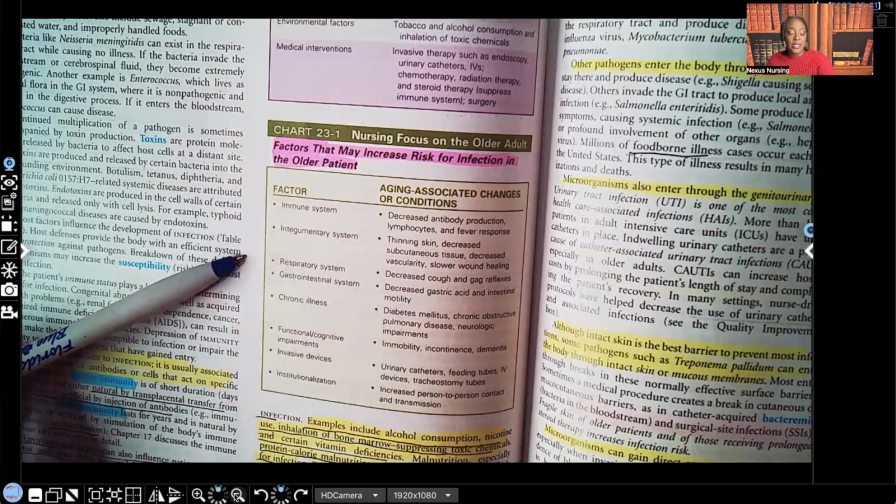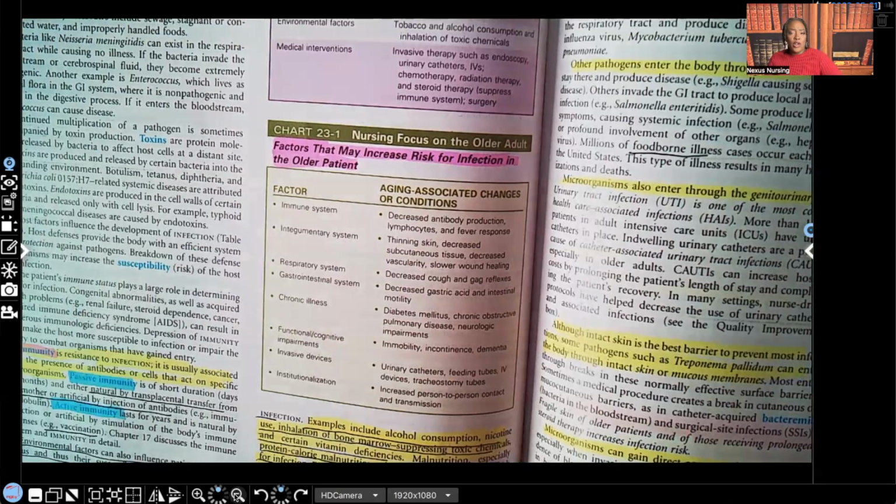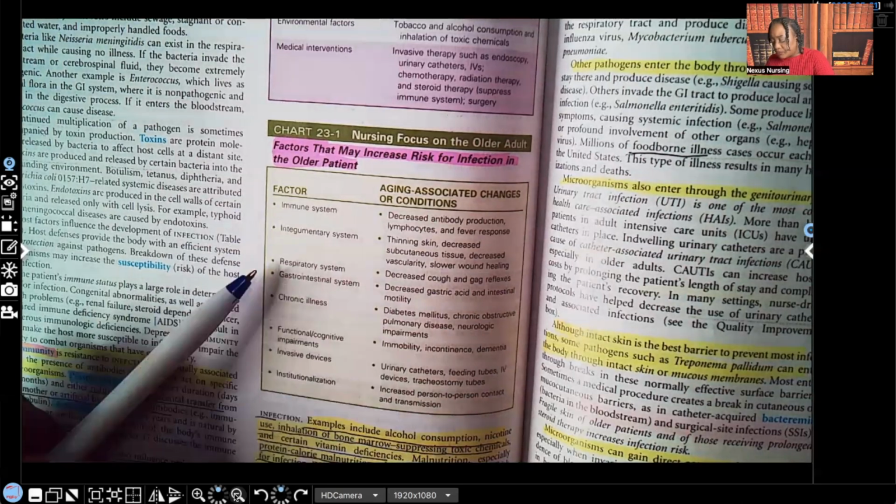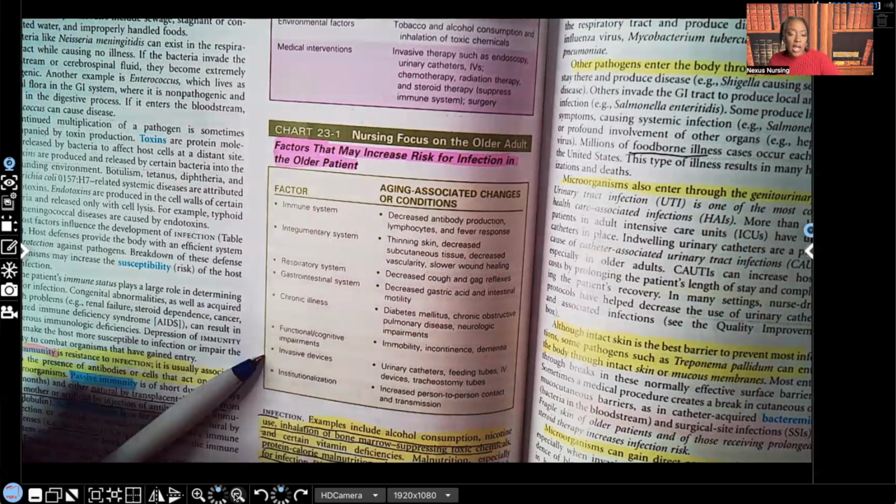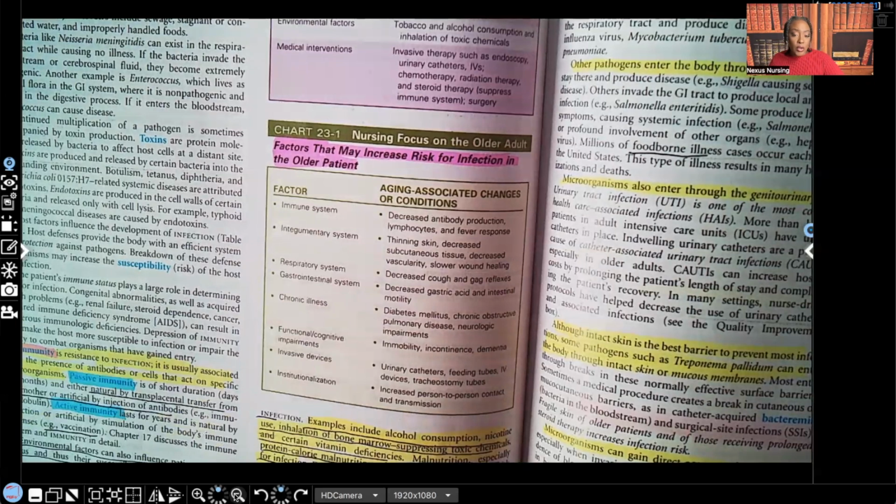The respiratory system. If you're not deep breathing the way you're supposed to, you're not moving around, your lungs aren't expanding, you're at risk for what? Pneumonia, other infections, and the list goes on. Make sure you guys read that on your own. These are important factors for you guys to know for the older adult.